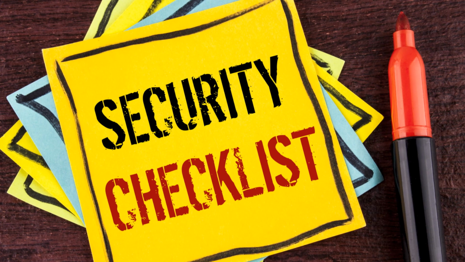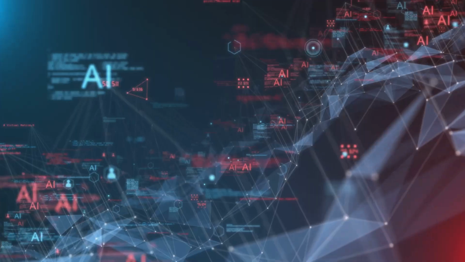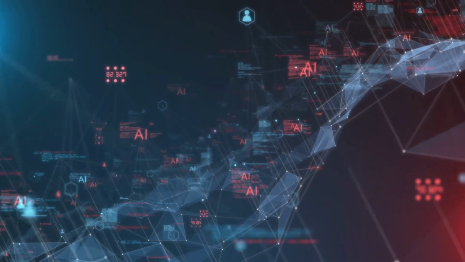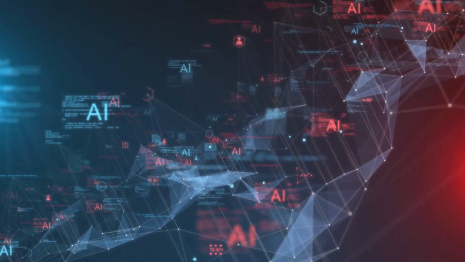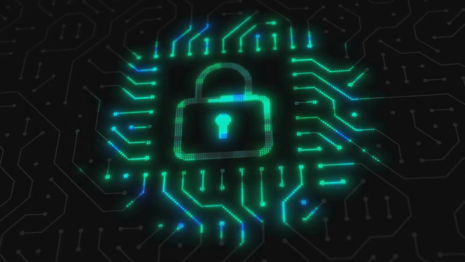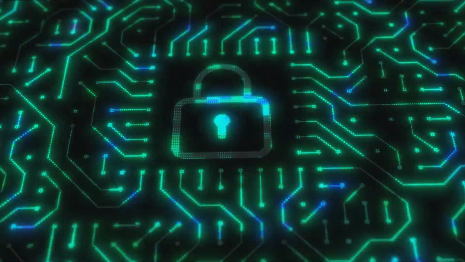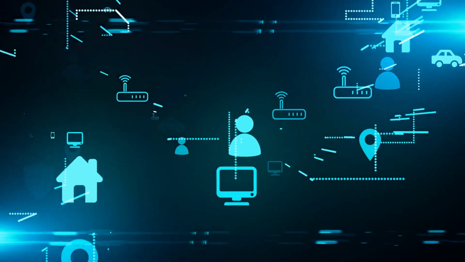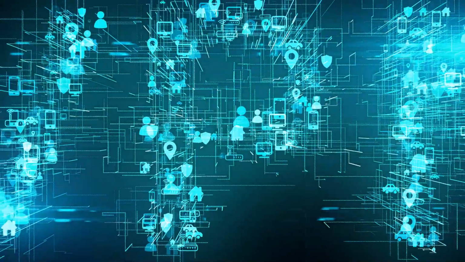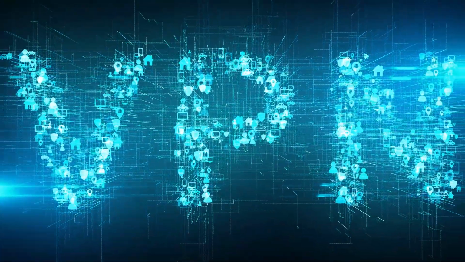So, what kind of things should your security checklist cover? Well, it should encompass the entire AI lifecycle, from data acquisition and model training to deployment and monitoring. For example, you'll want to make sure your training data is properly secured and protected from unauthorized access or manipulation. You'll also want to implement robust access controls to prevent unauthorized users from tampering with your models.